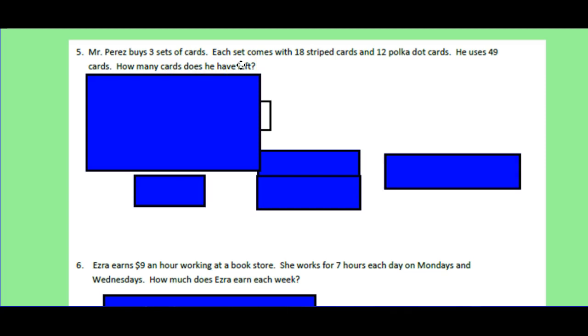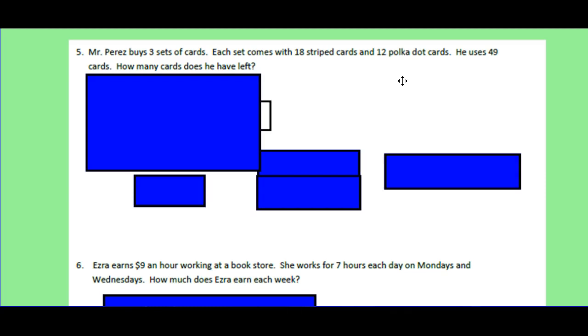Okay, I want you to push pause and think about what you need to do here. We've got to figure out how many cards come in 3 sets, because then we can take away 49 from that, and it will tell me how many cards he has left. So I want you to use a tape diagram or some type of drawing to help you figure out how many cards he has in all, because he has 3 sets, and write your equations.